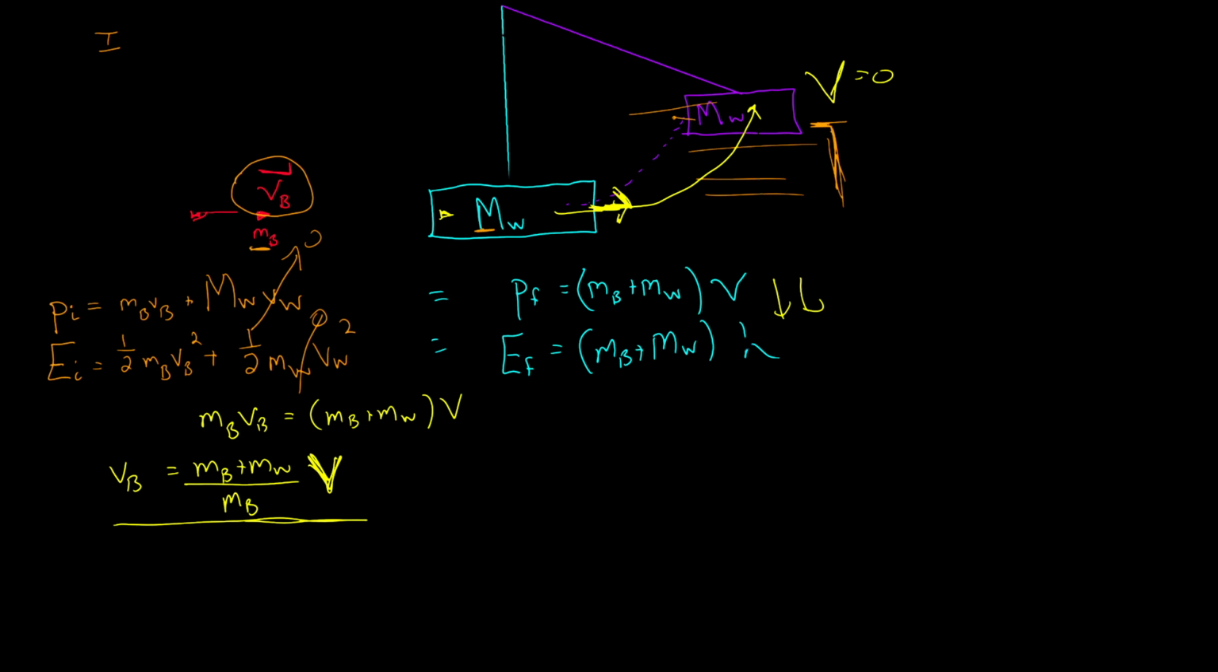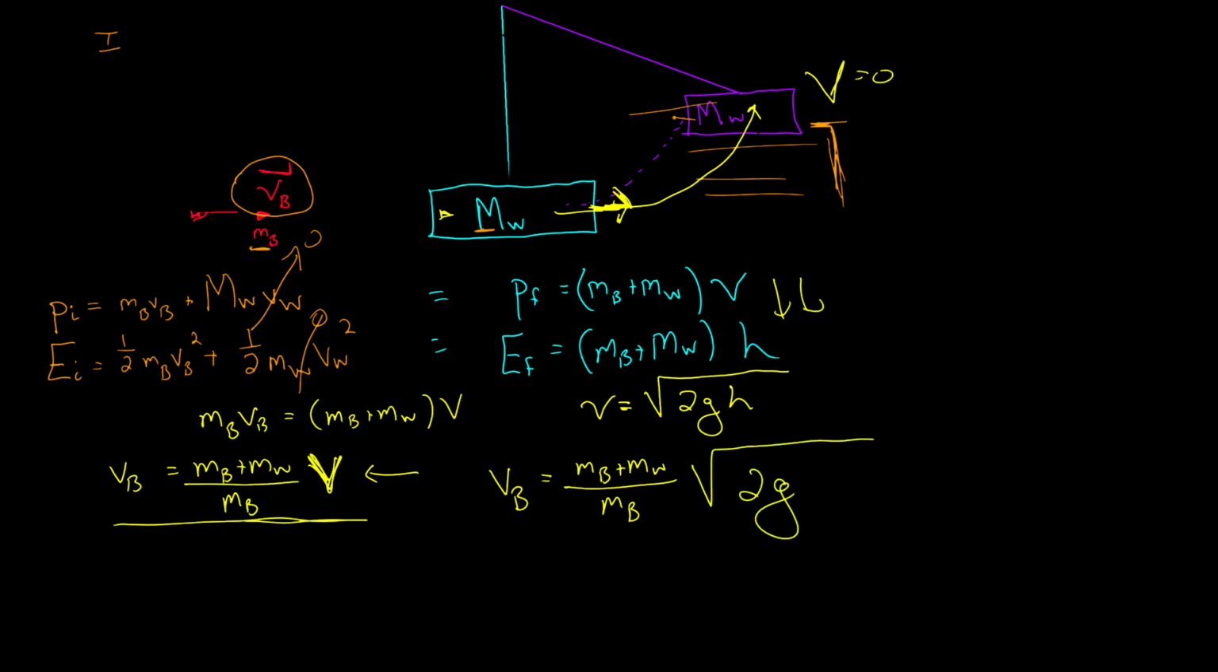And so check your notes from chapter 7. But I'm going to say, with no loss, that the v at the bottom translates into the square root of 2gh. And so we can plug that into the v here, and our bullet is going to be going the mass of the bullet plus the mass of the wood block divided by the mass of the bullet times the square root of 2 times the acceleration due to gravity times the height that the block goes to.